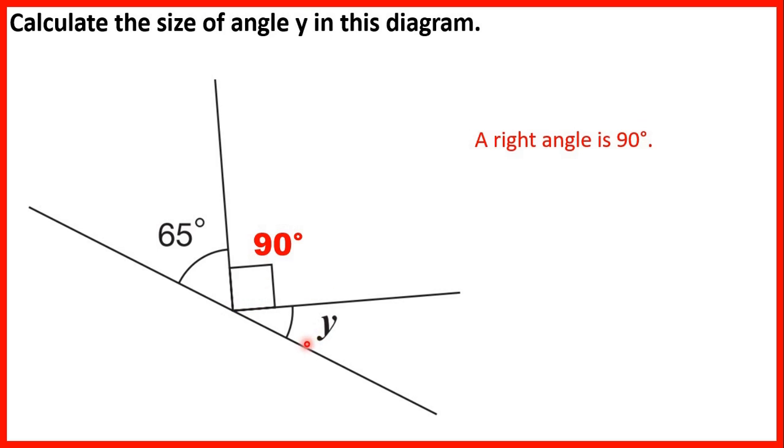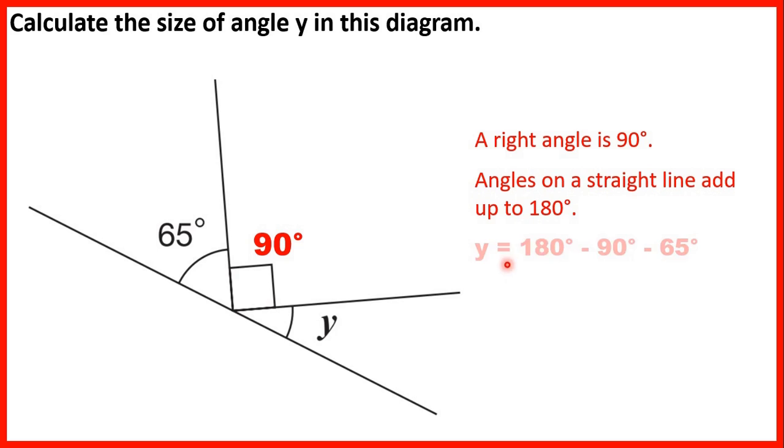But we need to find angle Y. So we need to remember that angles on a straight line add up to 180 degrees. So 65 plus 90 plus whatever angle Y is has to total 180. So to find angle Y, we can subtract the angles that we have from 180. If we're subtracting 90 and 65, that's 155 altogether.